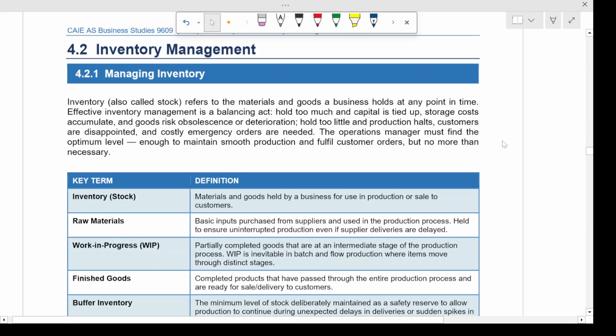Welcome to today's class. In this class, we're going to be discussing inventory management, which is an integral part of your overall A level business syllabus and, of course, your Unit 4. This is Chapter 2 in your Unit 4. So let's get started on this.